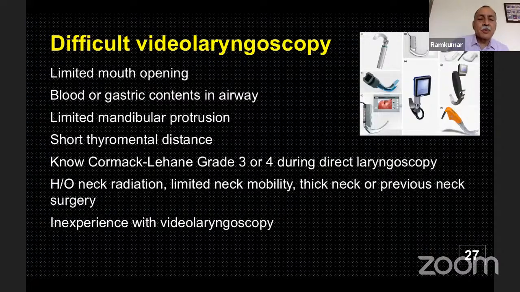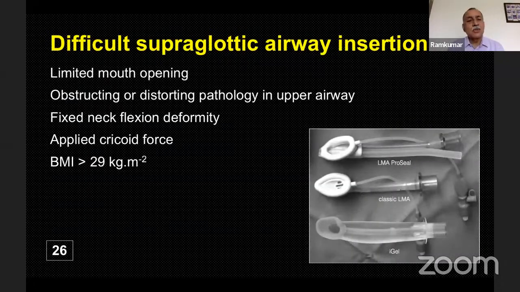Again, limited mandibular protrusion, short thyromental distance, a poor Cormack-Lehane grading on a previous anesthetic during direct laryngoscopy, history of neck radiation, limited neck mobility, and inexperience with video laryngoscopy. This is what I mentioned. It's a contextual factor. A video laryngoscope may be available, but I am not trained to use it, and therefore I should not be attempting to use it because I'm not going to be successful. So you need to be familiar with the difficult airway equipment, and that inexperience with a particular equipment leads to contextual difficulties.